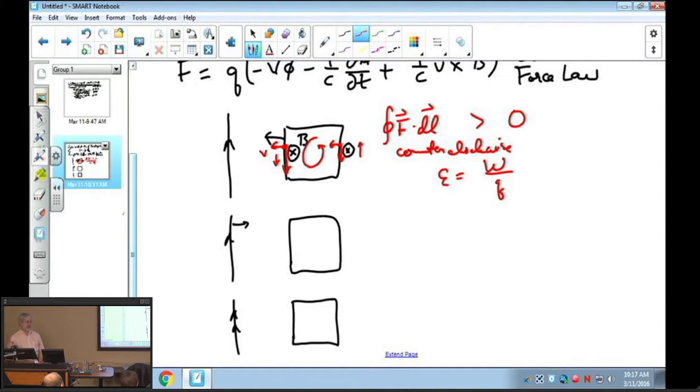That's the EMF. Okay, Mr. McKenna. Are the charges moving counterclockwise because the left is larger than the right? Yes, correct. That's right.